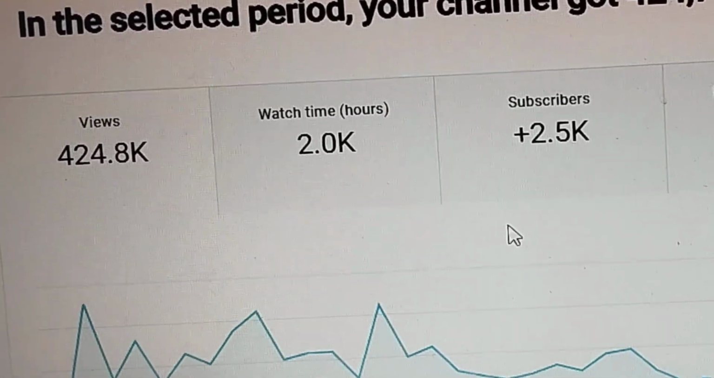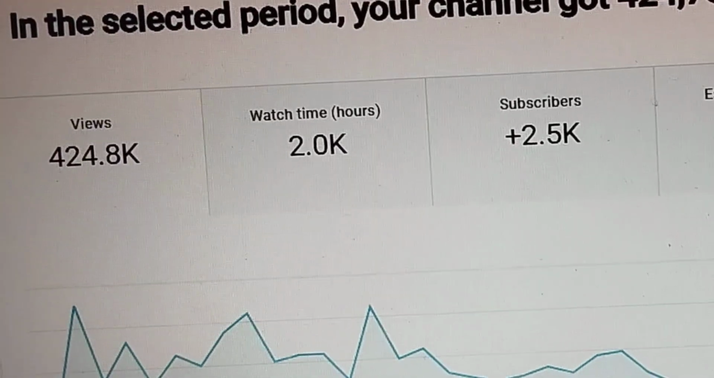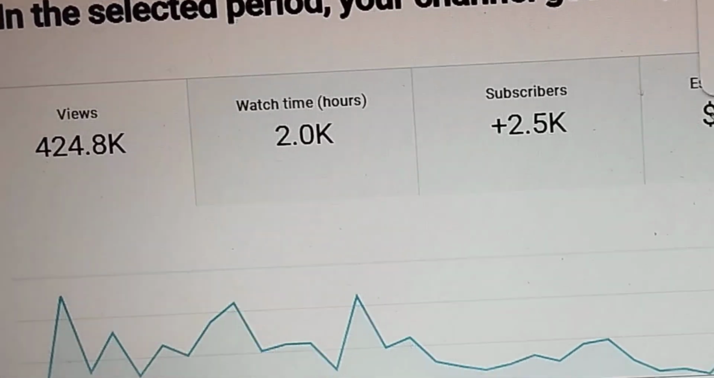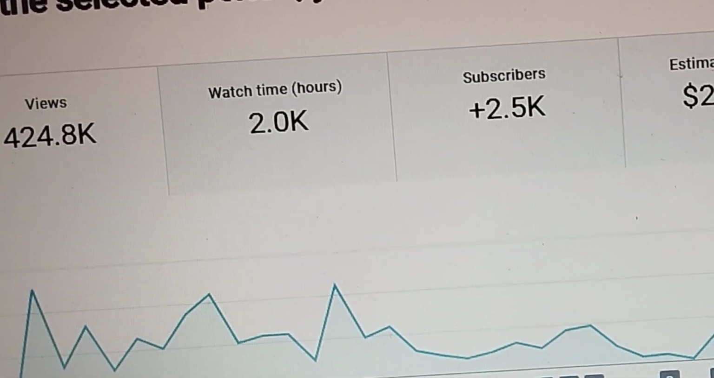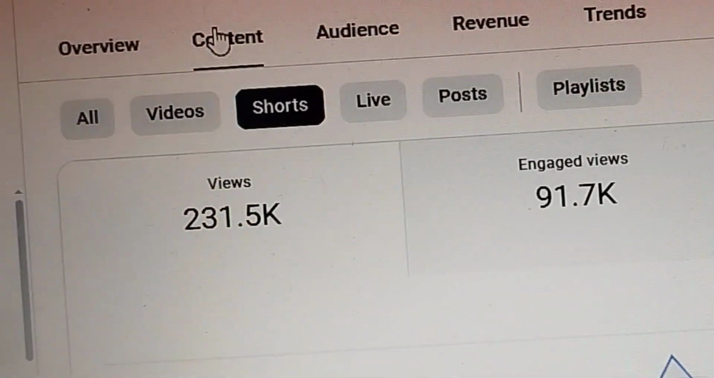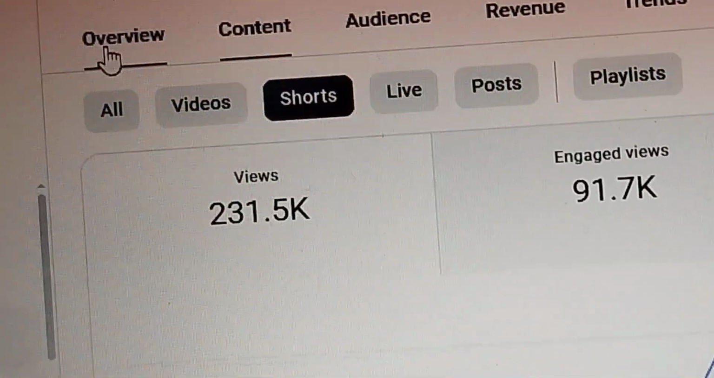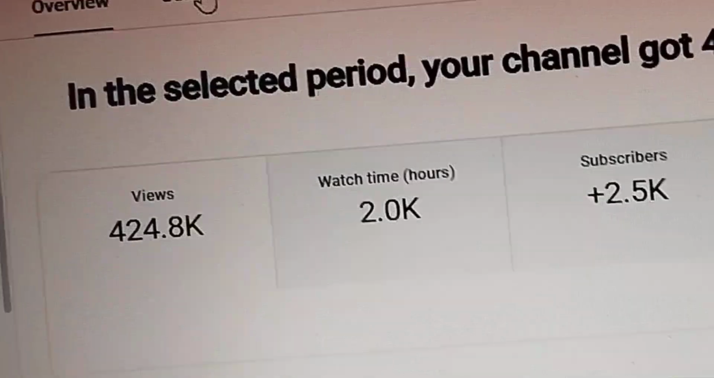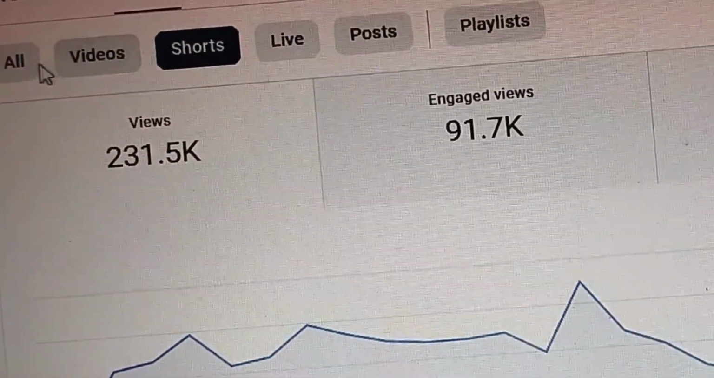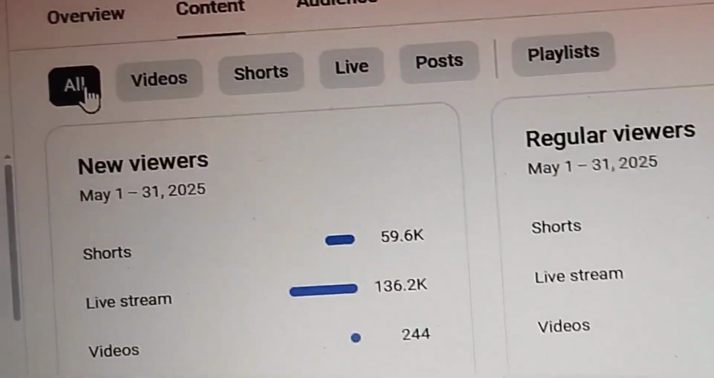These are the number of people who subscribed to me in that month of May. And the estimated revenue is here. We'll get to the revenue, but first let's check on my content and see which content I was putting out at that period and which ones were performing. So from my overview, from my content, I can come here and say all. Let's see what all the content was.